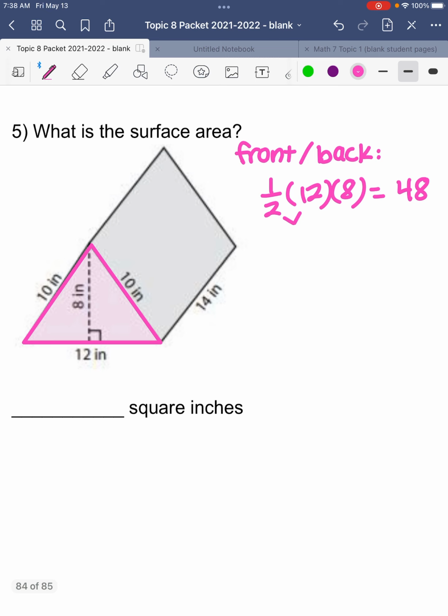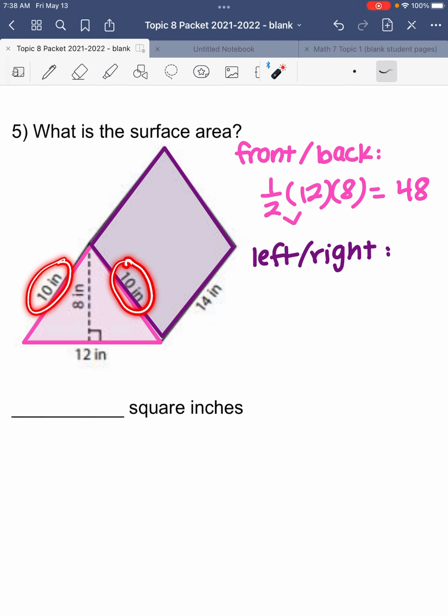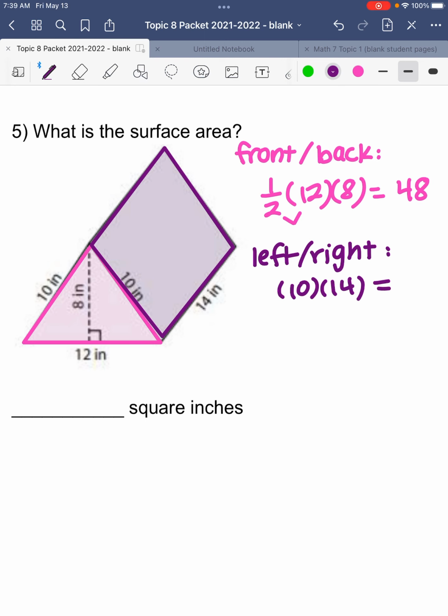Okay, now let's look at our 2 rectangular sides. So let's look at this right here. And I know that I've got an equivalent rectangle on the other side, right? So the left and right match. And I know that they're equivalent because this is an isosceles triangle and these side lengths are the same. So those 2 rectangles on those sides are going to be exactly the same. So length times width, 10 times 14. Well, 10 times 14 is 140.